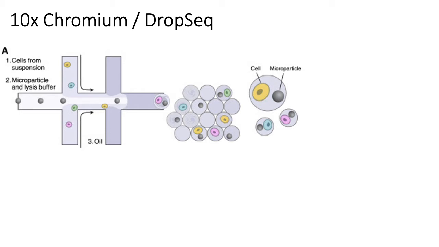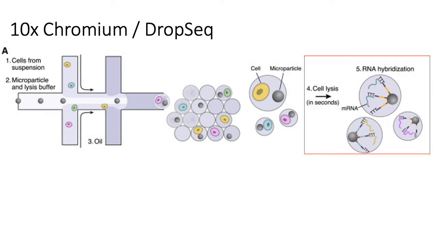But basically, when you add the lysis buffer in with the oil and the cells at the right concentration and speed, this causes droplets to form, where on average, you hopefully get one bead and one cell within each droplet. Although sometimes you'll end up with empty droplets, or droplets with a bead and no cell. Or, for example, you'll get a droplet with a cell but no bead.